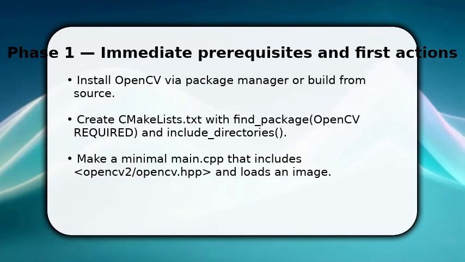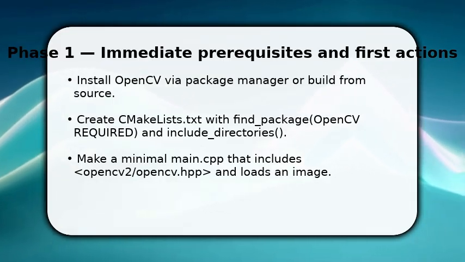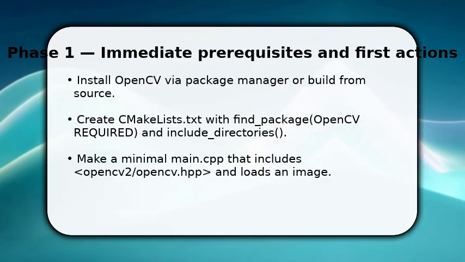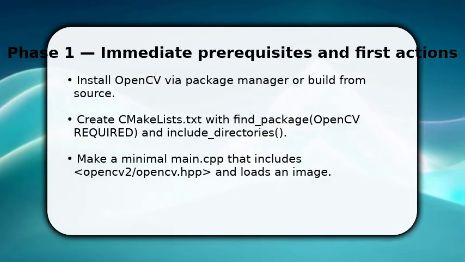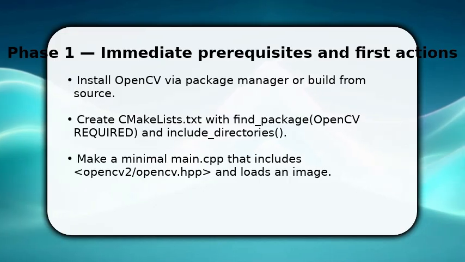Then write a CMakeLists.txt using find_package(OpenCV REQUIRED), target_link_libraries, and include_directories so the build can locate OpenCV. Once done, run CMake to generate build files, and prepare to compile with Make or your IDE.